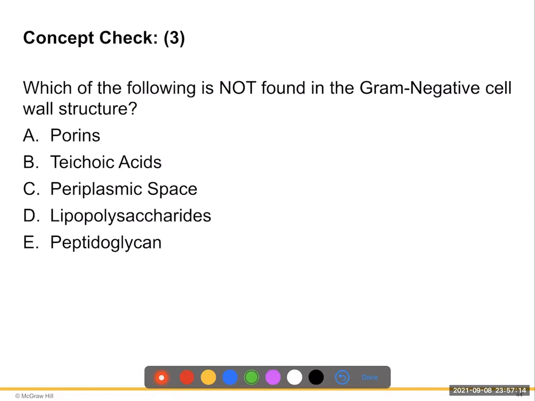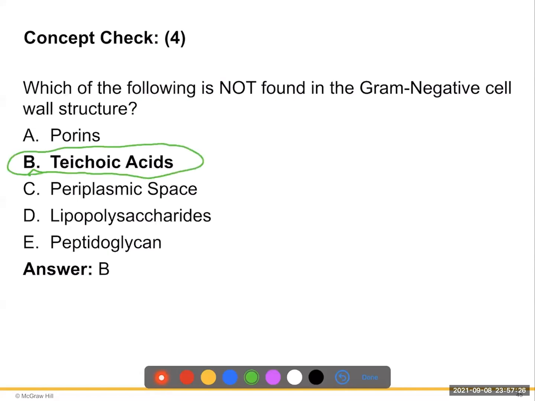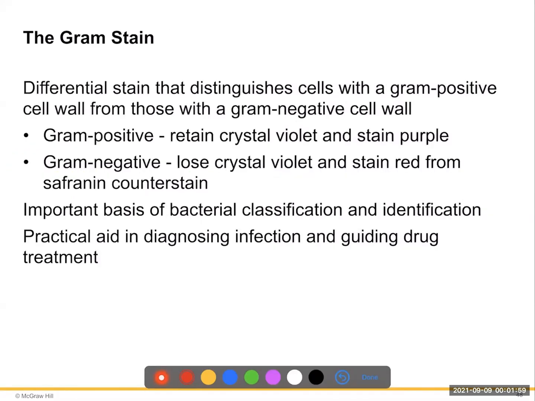Okay. That would be your teichoic acid. Everything else is found in both gram-negative and gram-positives. So teichoic acid is only found in gram-positive. The gram stain is how we tell whether it's going to be gram-positive or gram-negative.